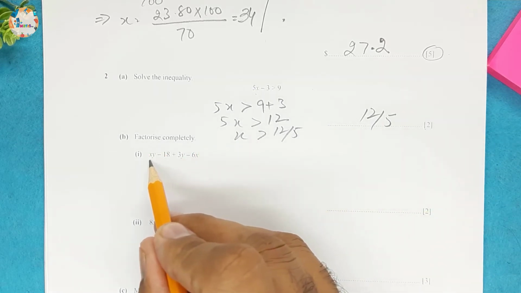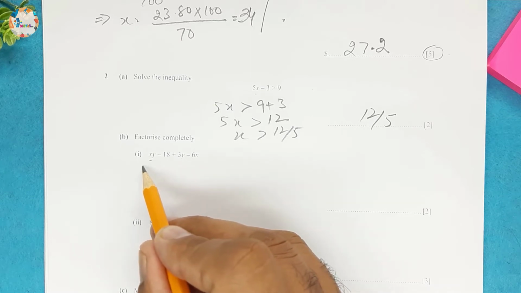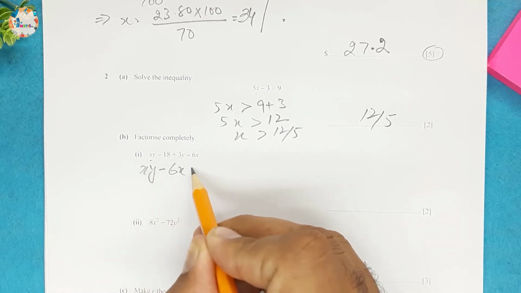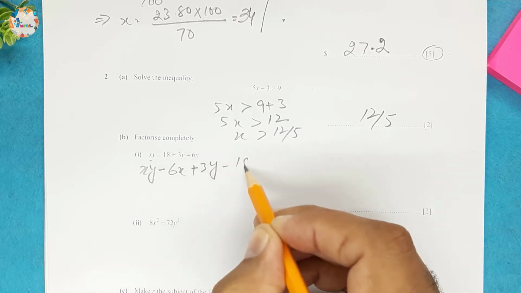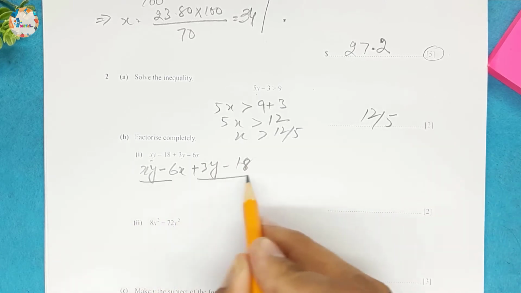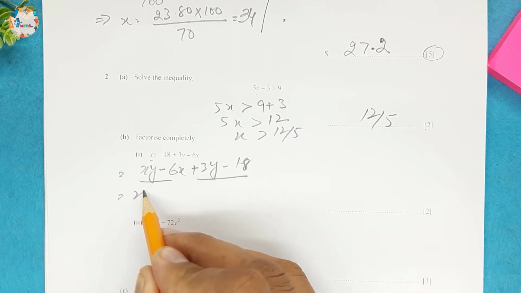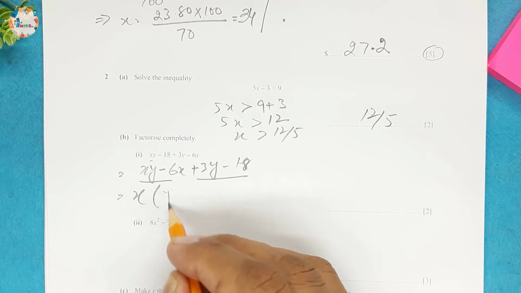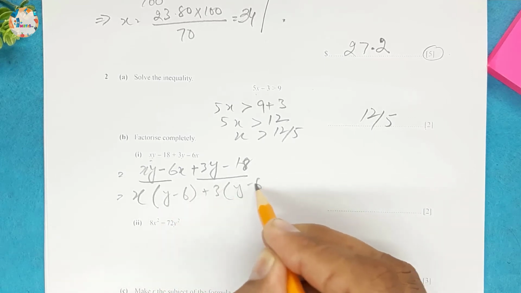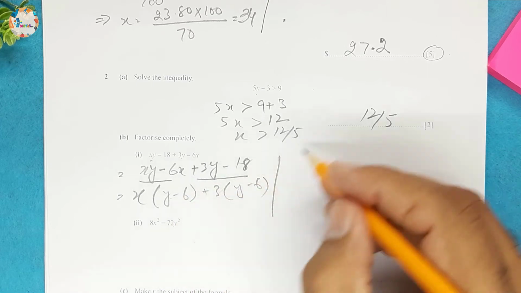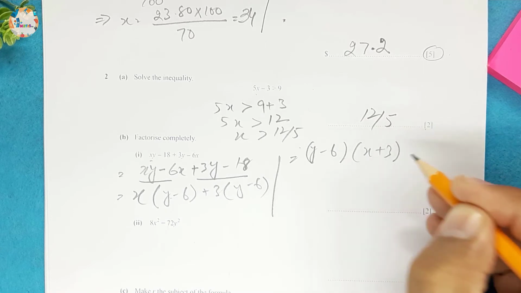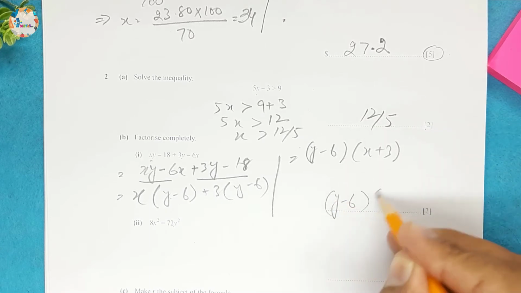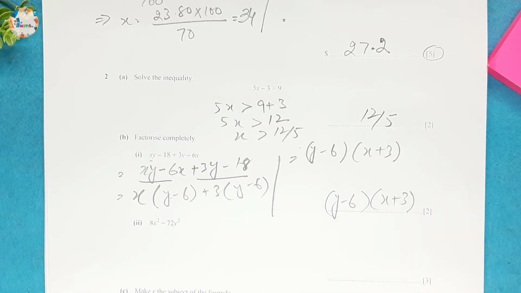Factorize completely. Basically we can rearrange xy minus 6x, and we can write plus 3y minus 18. So after rearranging we can make pairs, so take x common and inside will be y minus 6, and plus 3 common, so y minus 6. And then we can combine these two, y minus 6 and x plus 3. This will be our final answer.